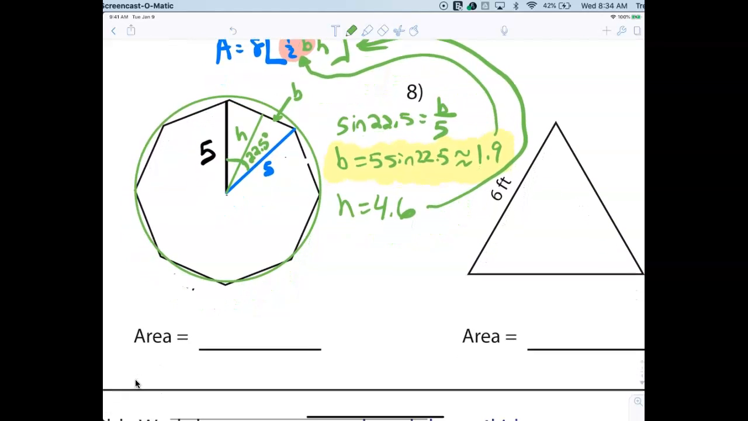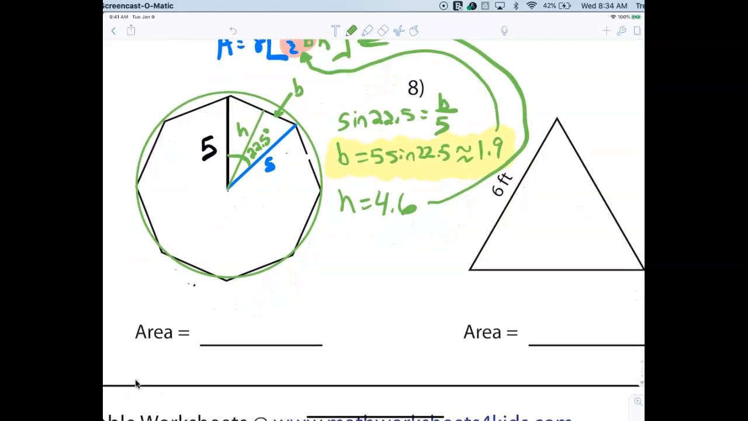What was the area about? 69.92. 69.92? Yes. I don't know what it was, units squared. Everybody agree that that's not hard.